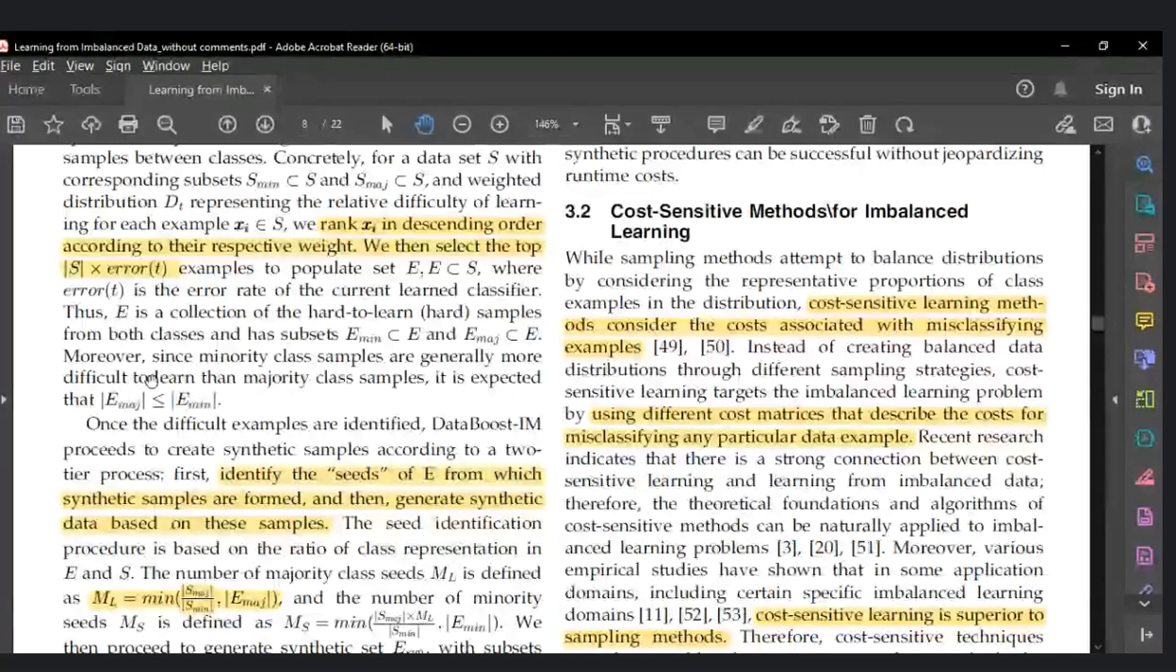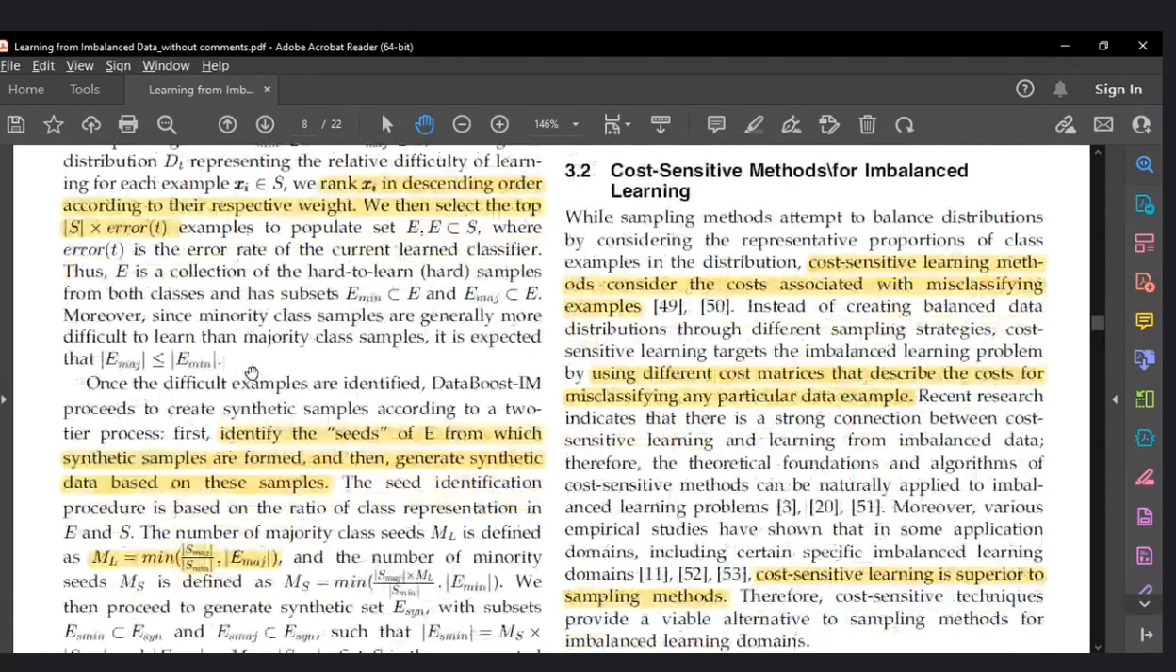It is kind of saying something obvious, because our minority class examples are much fewer than our majority class examples. Actually, I think they got the notation wrong. Oh no, that's fine. Even if we don't know whether this E is E-min or E-major, because we don't have that many minority class examples in our data set, we expect to have more minority class examples in this subset E than majority class examples.